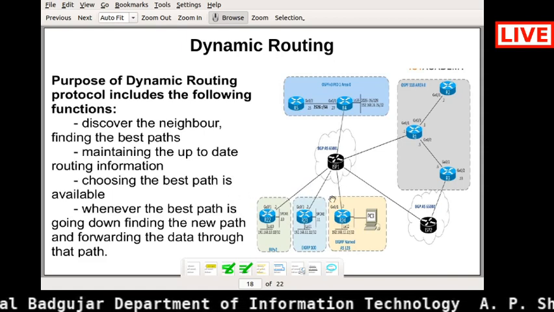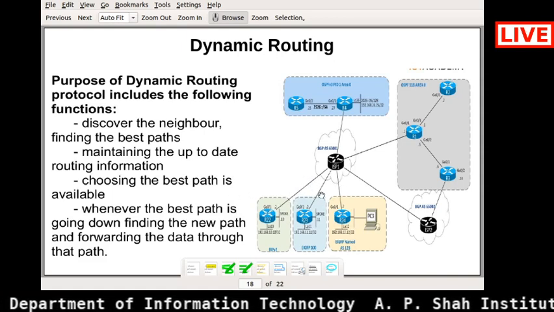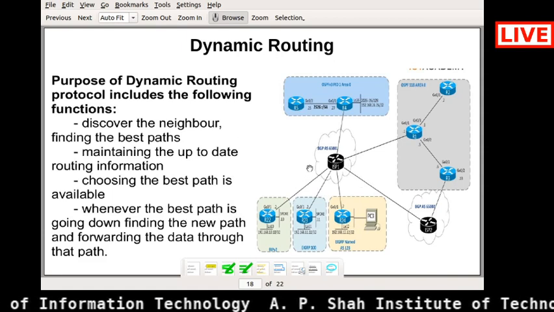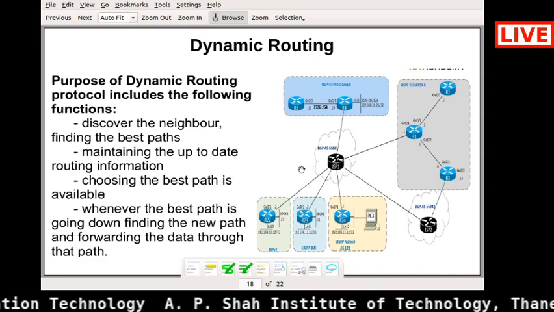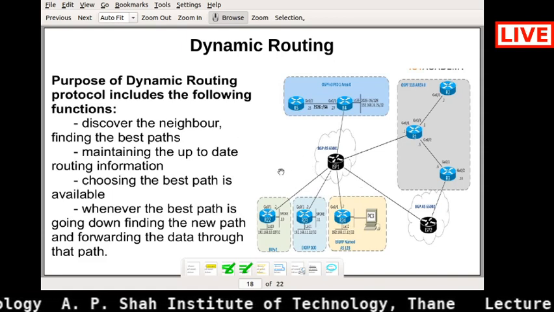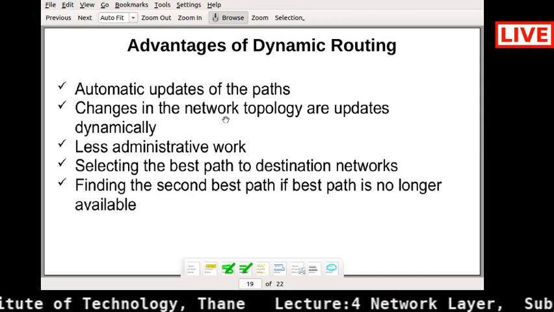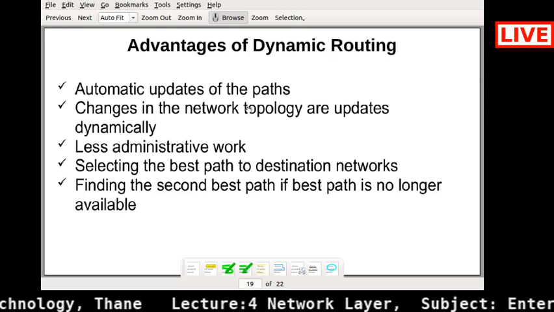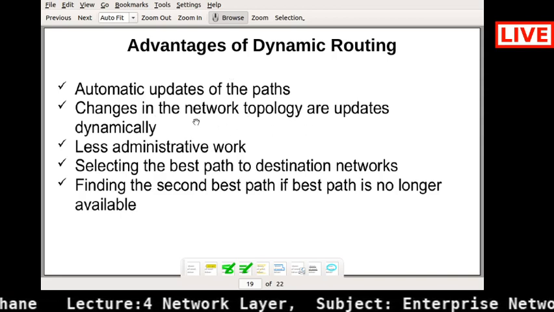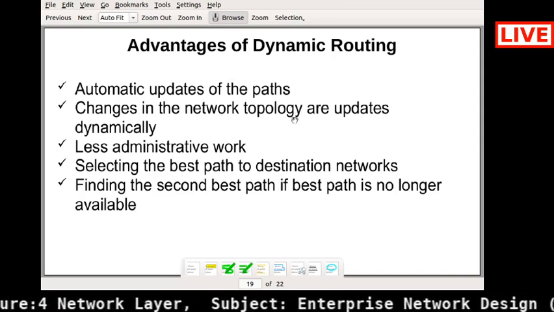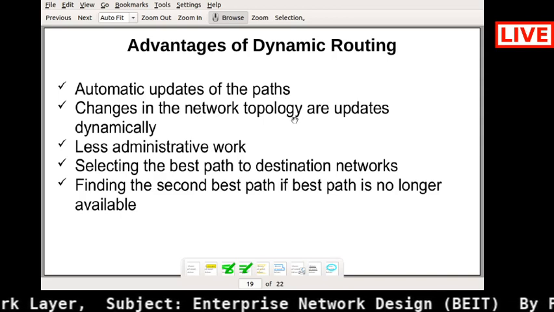It will update your routing information automatically, right? So all these tasks are done by the dynamic routing concept. Now, what is the advantage then? It automatically updates the path. It changes the network topology or updates dynamically. Obviously the network topology is also dynamically updated, right?